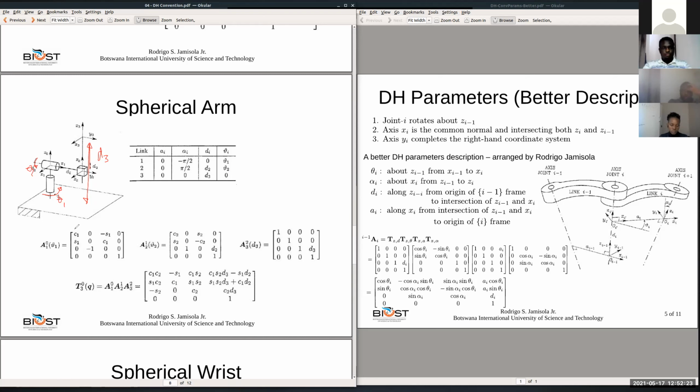So we say that the axis Z(i-1) is always the axis where joint i rotates. Because theta 1 rotates about this one, we know that your Z0 axis will be along here. And because theta 2 rotates about there, we know that your Z1 will be here. Theta 2 rotates about Z1.